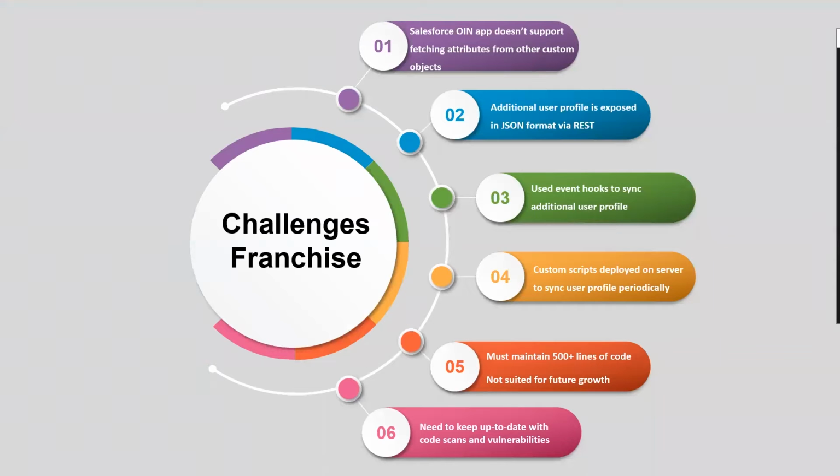As you see in this slide, we have 6 challenges here. Let's focus on the first challenge. The Salesforce app doesn't support fetching additional attributes from other custom objects. Our user information is spread across different objects in Salesforce, so we were not able to get those additional attributes using the out-of-the-box connector. So for that, as you see in number 2, the Salesforce team developed a custom REST web service that populates the data in a JSON format based on the endpoint you call.